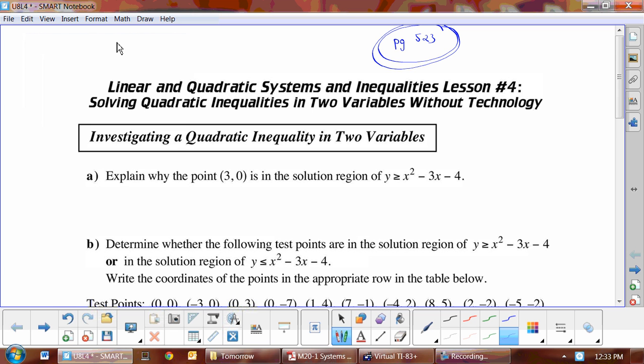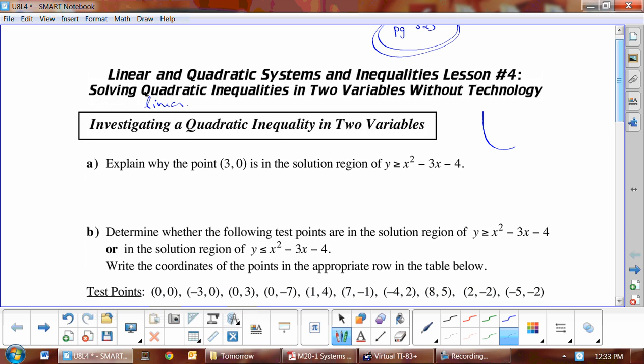Okay, so we are on lesson number 4, solving quadratic inequalities in 2 variables without technology. Yesterday's lesson was solving linear inequalities. So the only difference today is that we're working with quadratics now, which is a parabola.